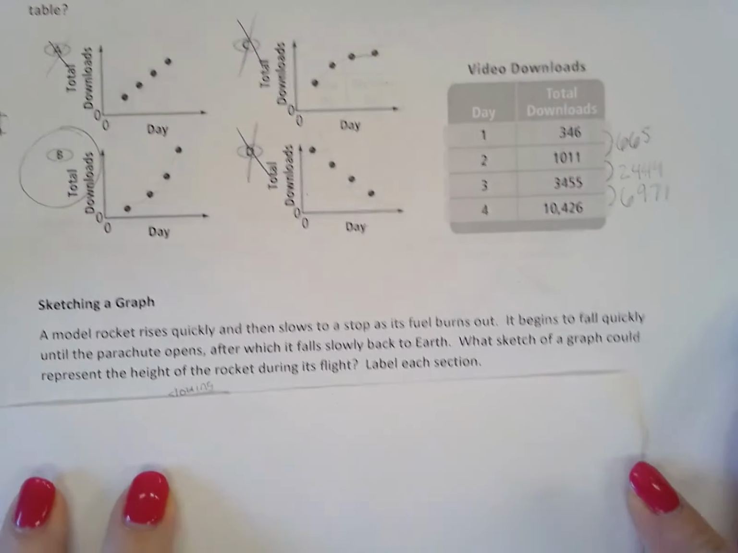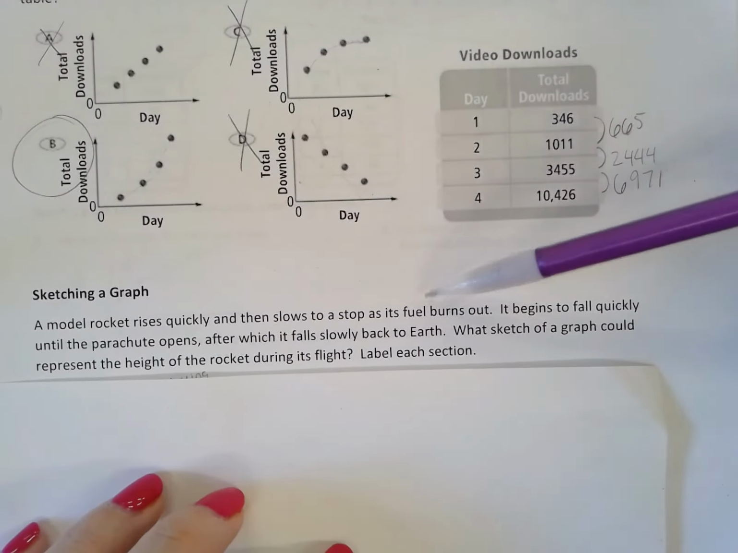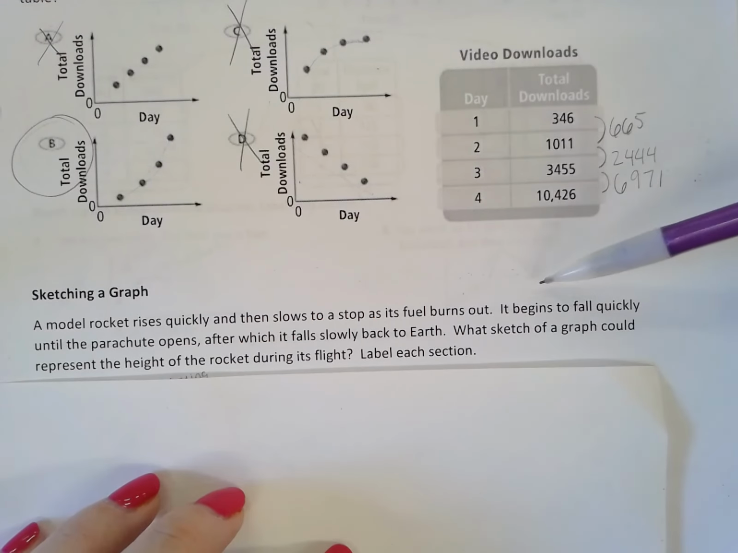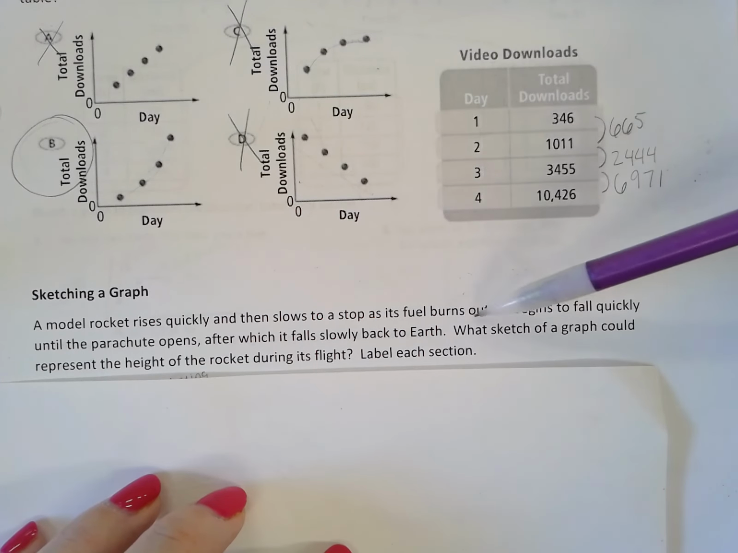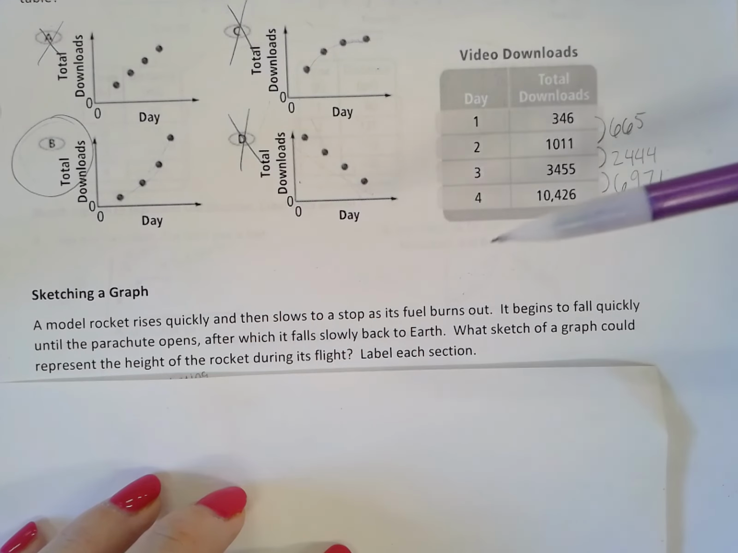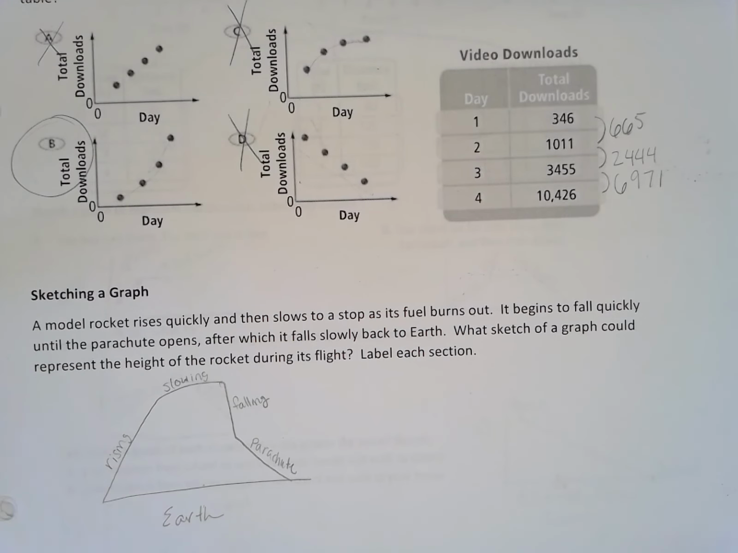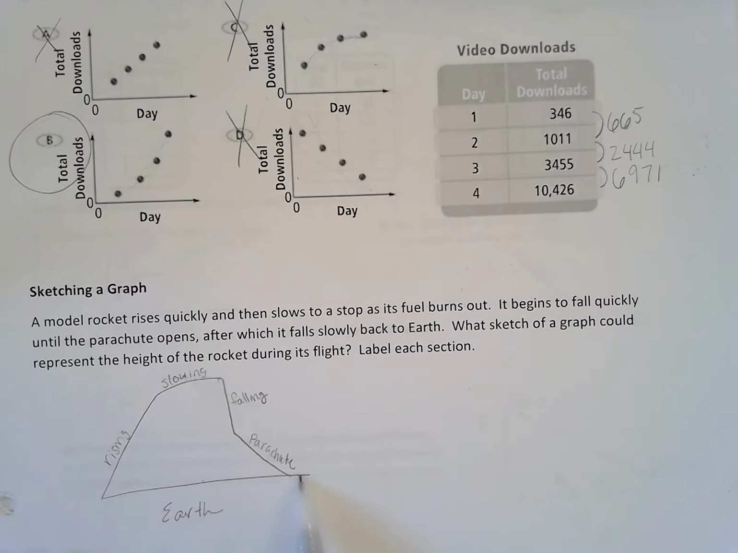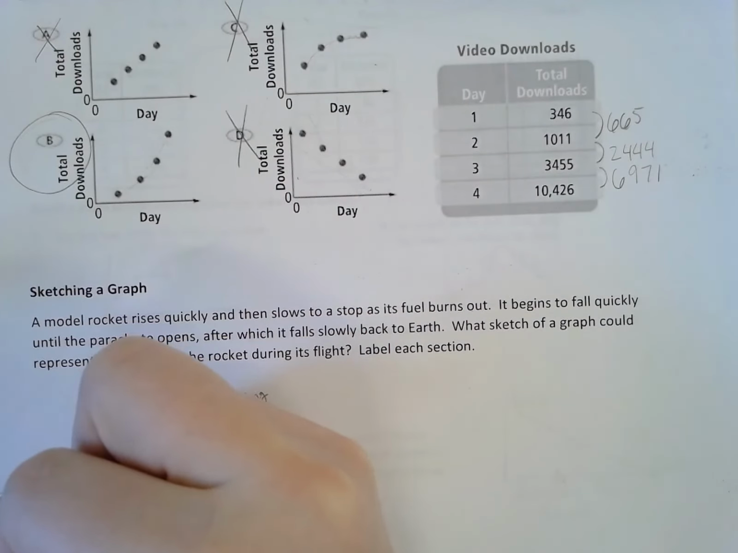The last problem is sketching a graph. And this says a model rocket rises quickly, then slows to a stop as its fuel burns out. It begins to fall quickly until its parachute opens, after which it falls slowly back to Earth. What sketch of a graph could represent the height of the rocket during its flight? Label each section. Okay, so what I did was I started with my Earth, okay, and this should be labeled as height.